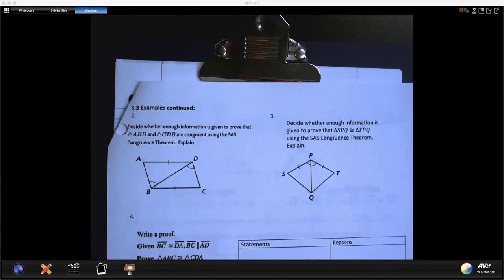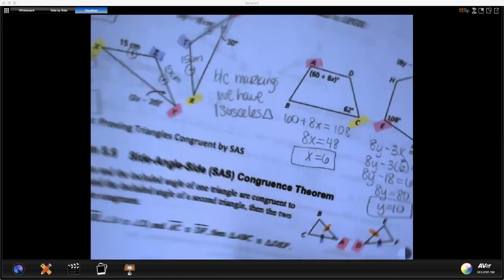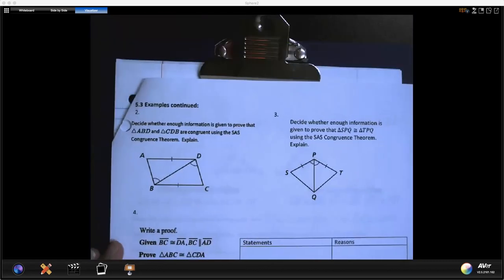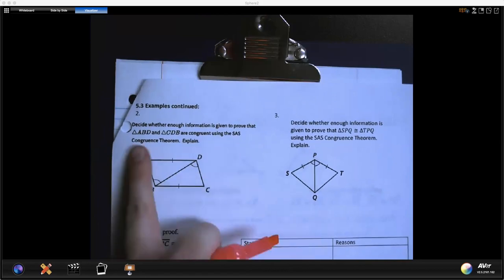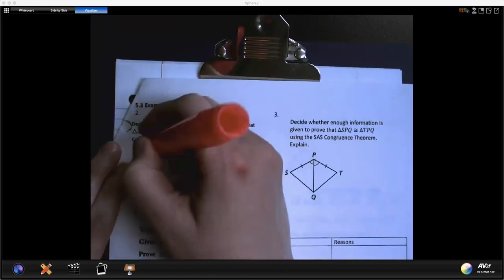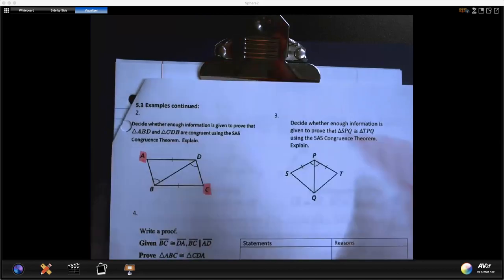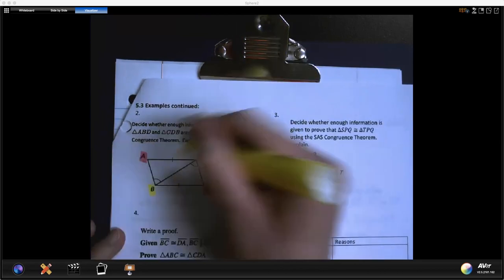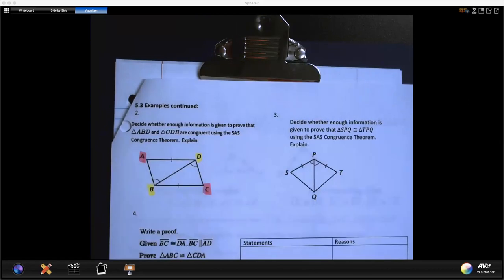So what we want to see is, do we have two sides with an included angle and corresponding parts on both triangles? Again, the biggest thing here is making sure you have matching information. So with A, it would be matching with C. And then B and D. Oh, wait, and then D and B. They use the same letters back and forth, okay?